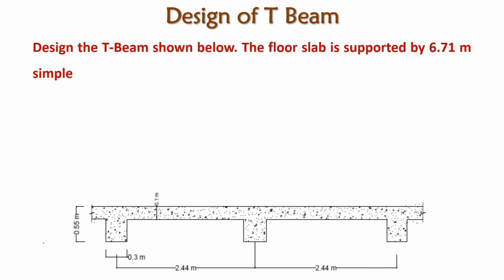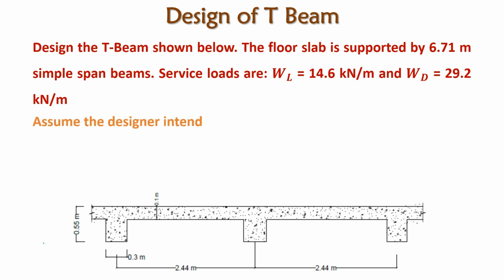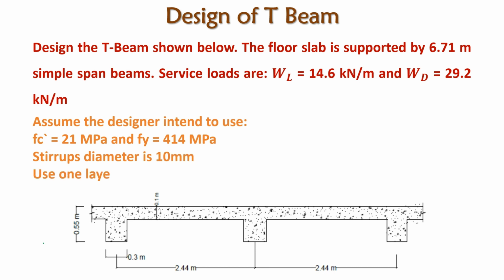You can read here the statement: design a T-beam that is shown below in which the floor slab is supported by 6.71 meter simple span beams. The service live load is 14.6 and the service dead load is 29.2 kilonewton per meter. The other parameters that the designer should use are a compressive strength of 21 and a yield strength of steel of 414. The stirrups will have a diameter of 10 millimeters and we will use only a single layer of reinforcement. And in this example, we will consider that the diameter of the main reinforcement is 25 millimeters.